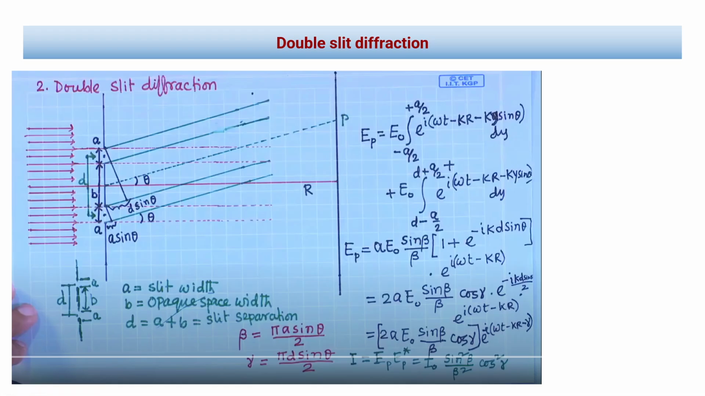Okay, now double slit diffraction. What happens is, instead of a single opening, now we have a double opening, something like Young's double slit experiment. Our rays are coming, since these are all under Fraunhofer, so our incident radiations are parallel.